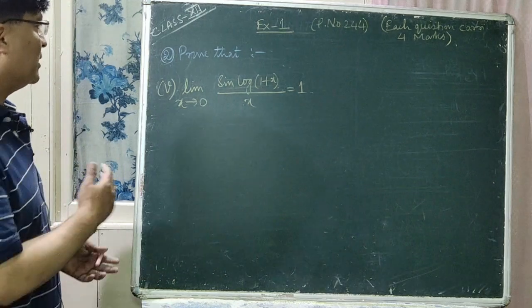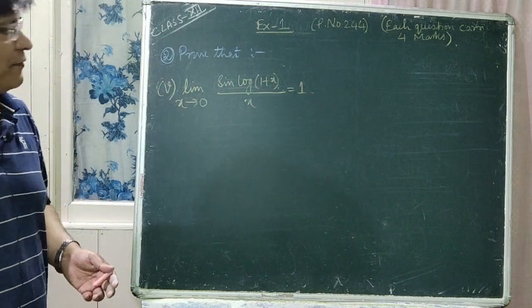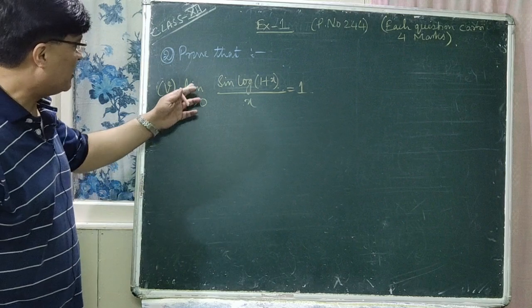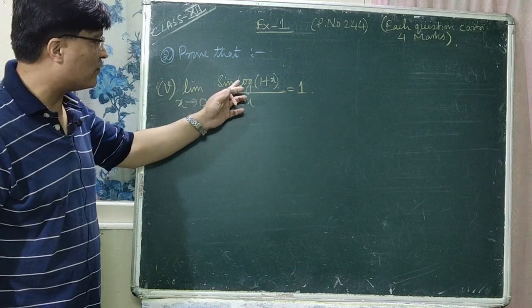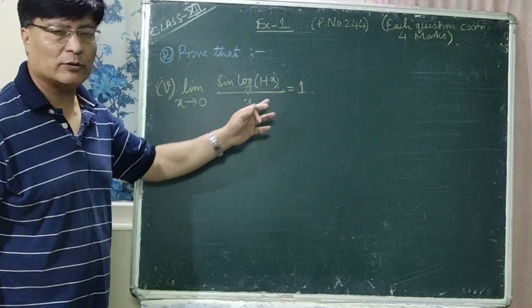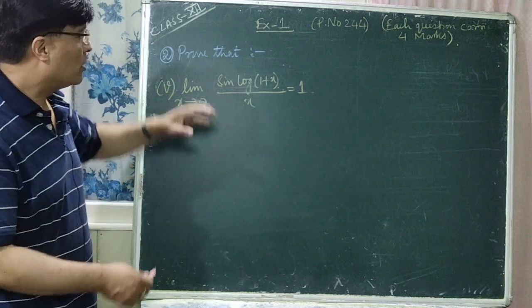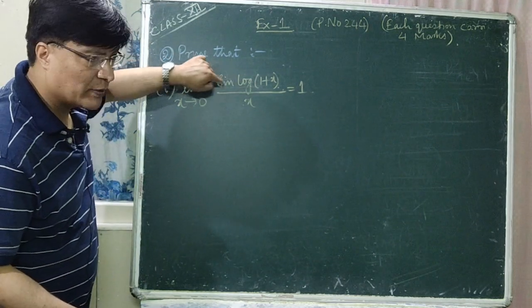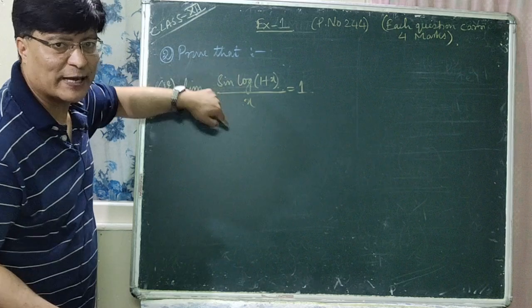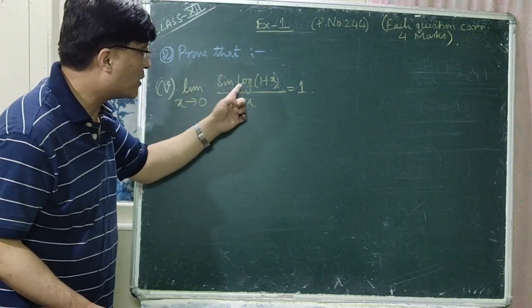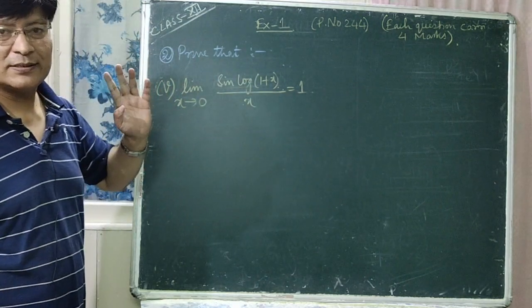Now we are doing the next question, that is number 5. You have to prove that limit x tends to 0, sine of log of 1 plus x whole divided by x is equal to 1. So first of all, it is the sine form. You should write it in the form of sin x by x form. So instead of x, what is there? Log of 1 plus x, isn't it?